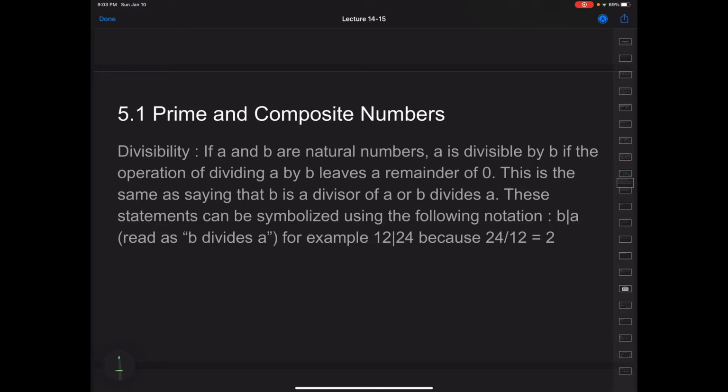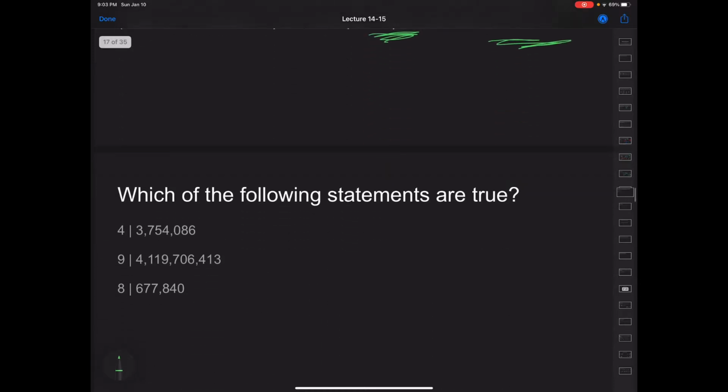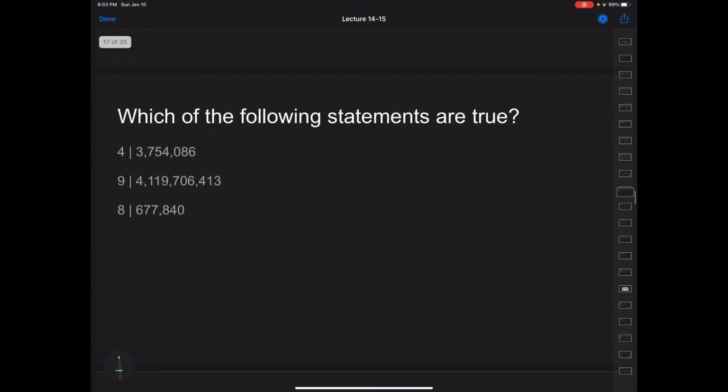These statements can be symbolized using the following notation. B divides a, or here we have 12 divides 24, because 24 divided by 12 is exactly 2. It's a little backwards, but you get used to it. So, we have a divisibility rules paper posted on our class site. Please use that to see which of the following statements are true.